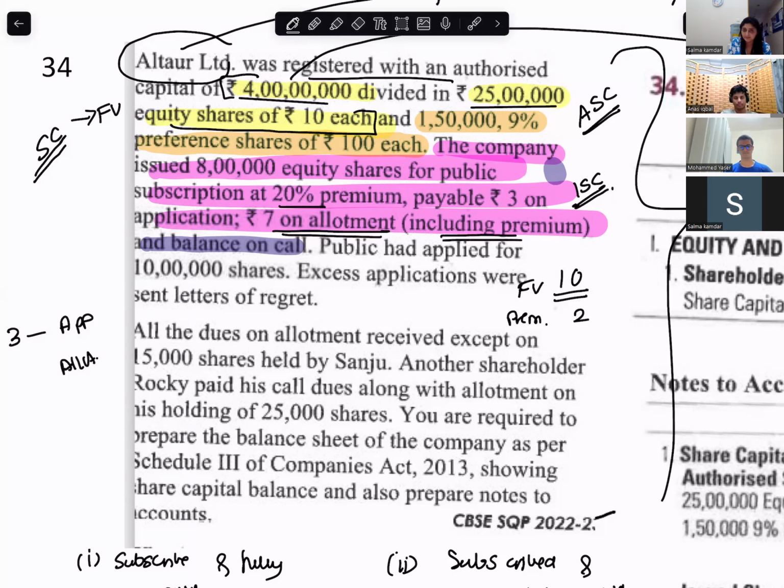7 is including premium. Can you tell me allotment pure face value? 5. Why am I only concerned with the face value? Because in share capital, we need only face value, no premium. Are you with me? Yes, ma'am.